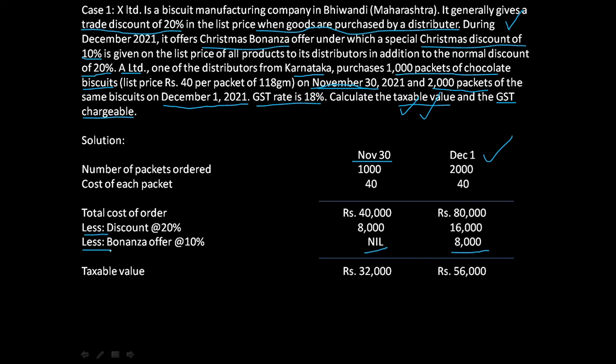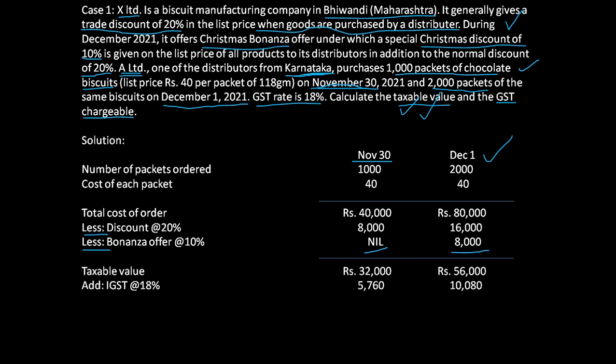Now check this. X Limited. Where is X Limited situated? X Limited, in the first line it is given Bhiwandi, Maharashtra. X is situated in Maharashtra. Where is A Limited situated? A Limited in this line, check this out. A Limited is situated in Karnataka. Maharashtra and Karnataka are two different states. So over here IGST would be applicable.